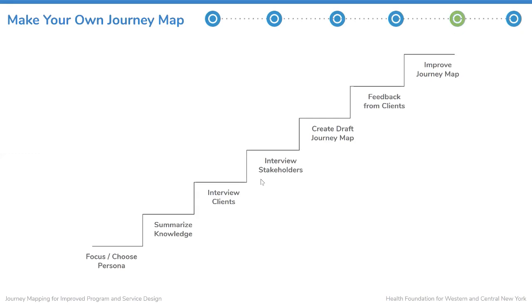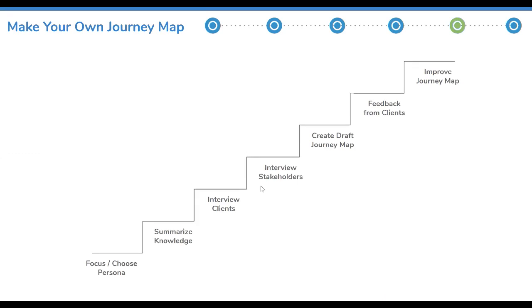Now, in the process of creating your own journey map, there are a few steps that it's important to take. Number one, you want to focus and choose your persona. You'll need to summarize the knowledge that you have about that process. Summarizing knowledge includes identifying the different stakeholder groups that you want to talk to, thinking about the different personas, that maybe you do need multiple personas, and coming up with a plan of action to collect those. The next step after you summarize that knowledge is to really go out and start interviewing clients and interviewing stakeholders in the process.